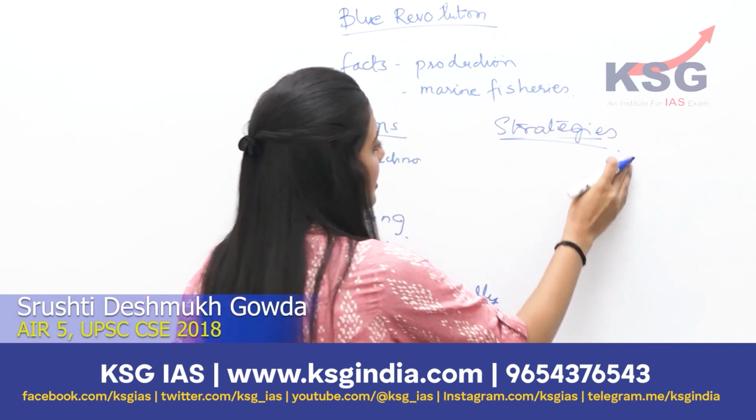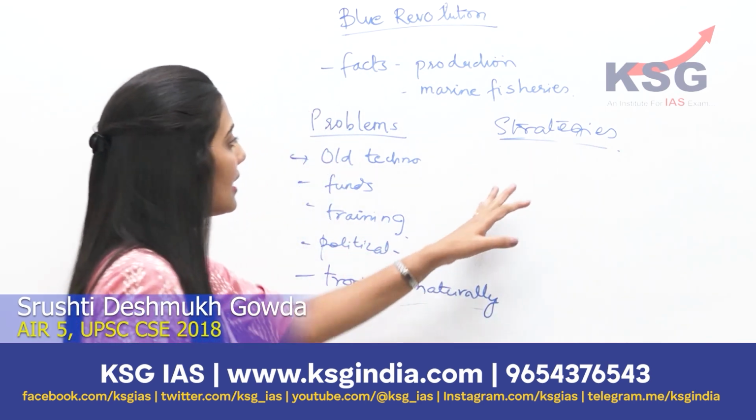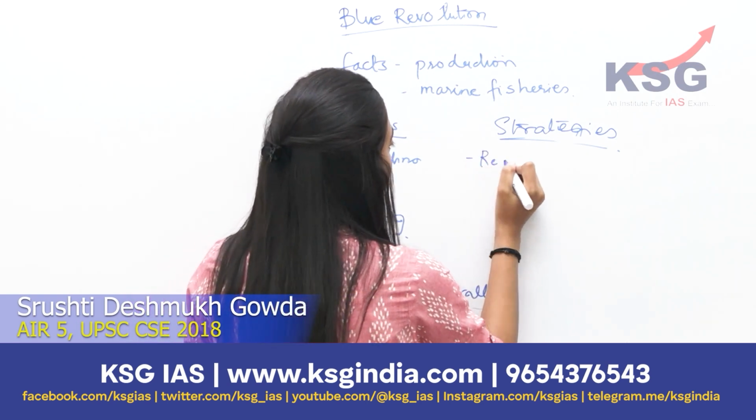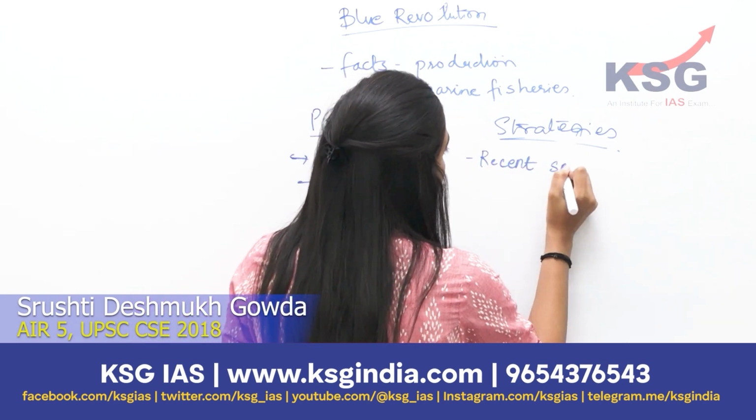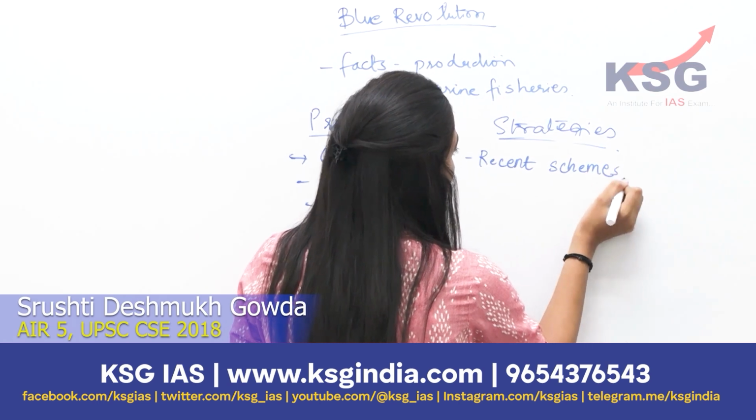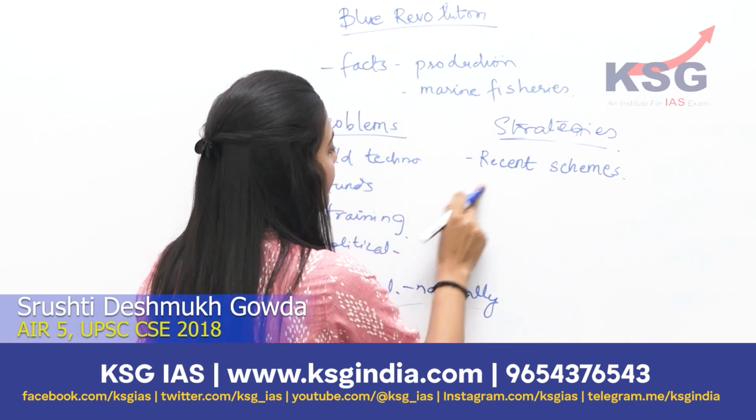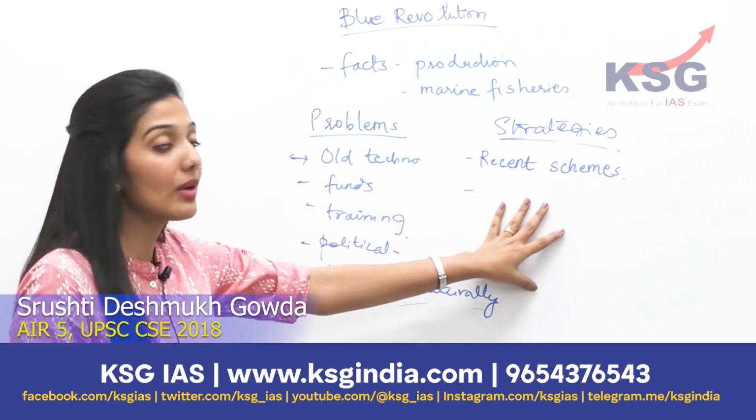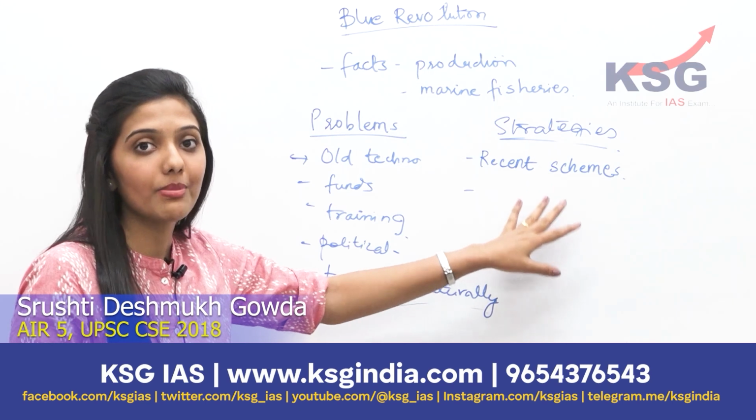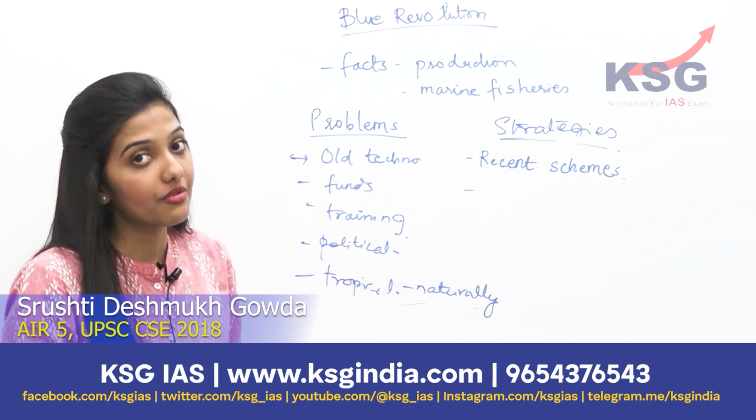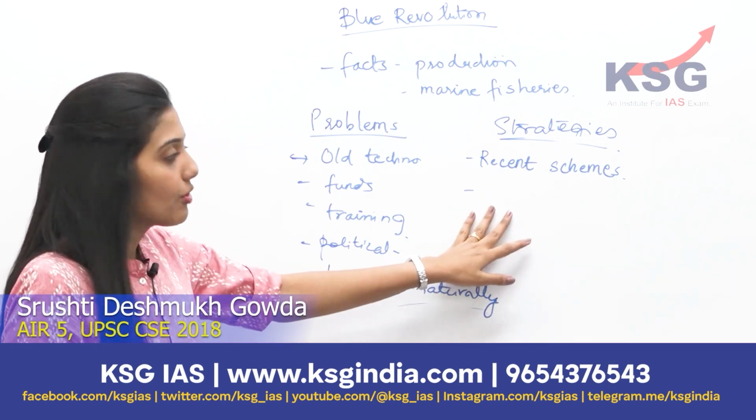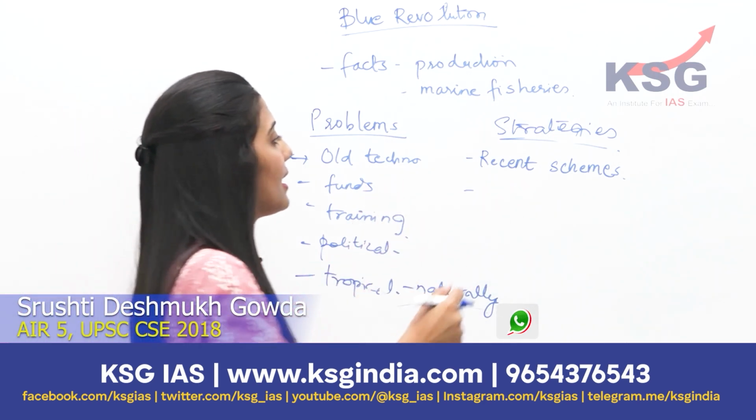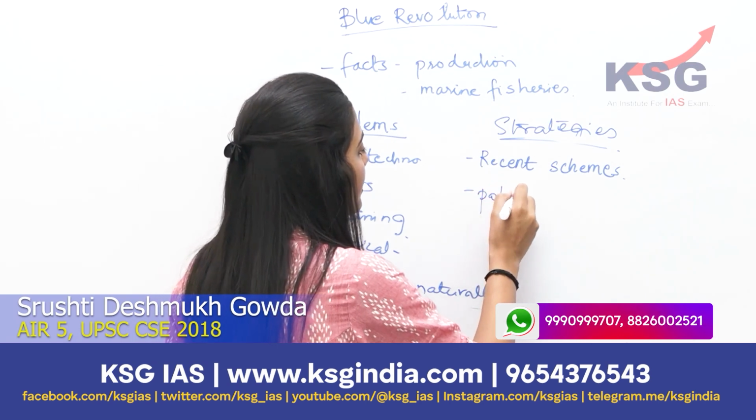Strategies for pisciculture. So there I talked about the recent schemes that have come up in pisciculture. Very recently we had a scheme where instead of the fish trawlers, now better equipped boats and ships would be provided to the fishermen. So that could be mentioned here. That could be one strategy, and other such strategies, other such policies could be mentioned.